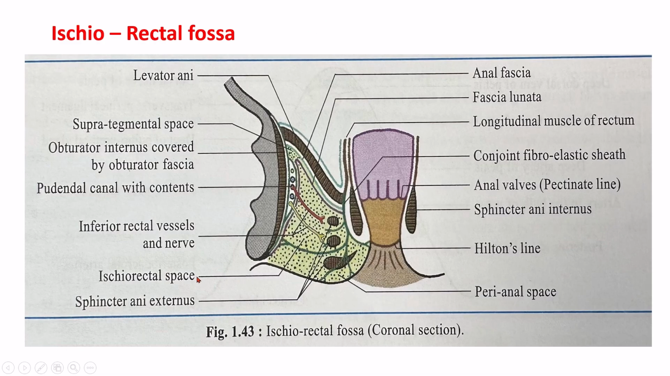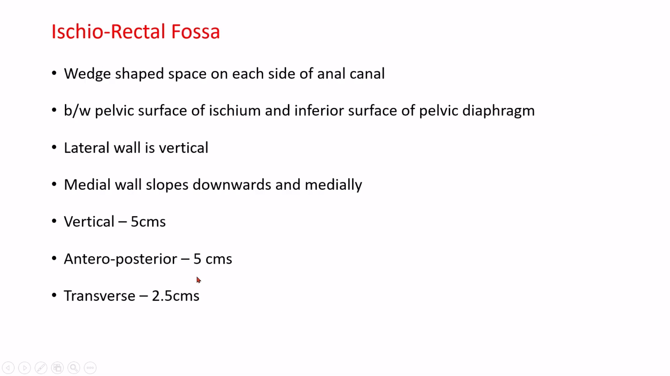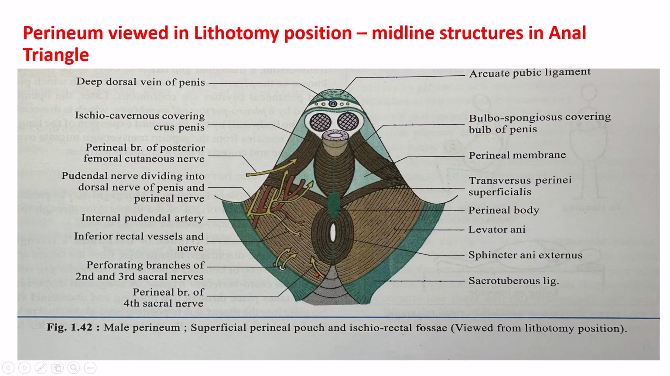You can see here in the beginning diagram. This is the perineal branch of the fourth sacral nerve, and these are the perforating branches of the second and third sacral nerves. Here you can see the inferior rectal vessels and nerve. Here you can see the internal pudendal vessels and the pudendal nerve with its branches.